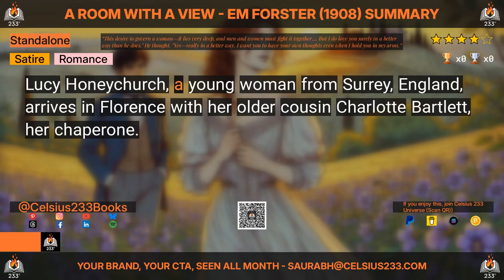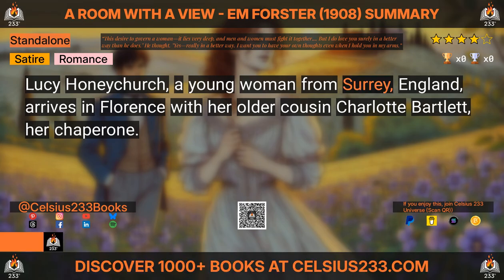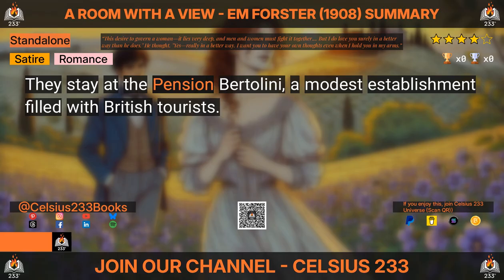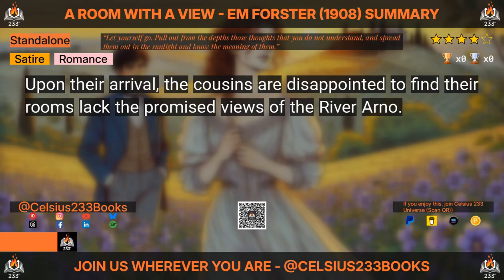Plot summary: Lucy Honeychurch, a young woman from Surrey, England, arrives in Florence with her older cousin Charlotte Bartlett, her chaperone. They stay at the Pension Bertolini, a modest establishment filled with British tourists. Upon their arrival, the cousins are disappointed to find their rooms lack the promised views of the River Arno.